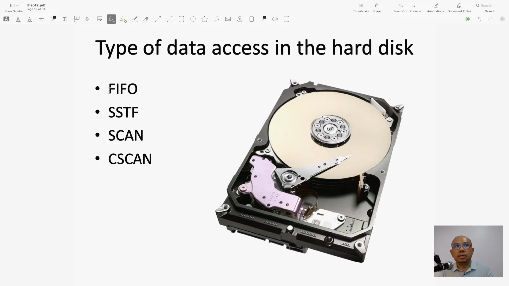The first algorithm is FIFO. What is FIFO? FIFO is first in, first out. The second is SSTF, an abbreviation for shortest service time first. And then the techniques SCAN and circular scan. Now we will look at each type on the hard disk.